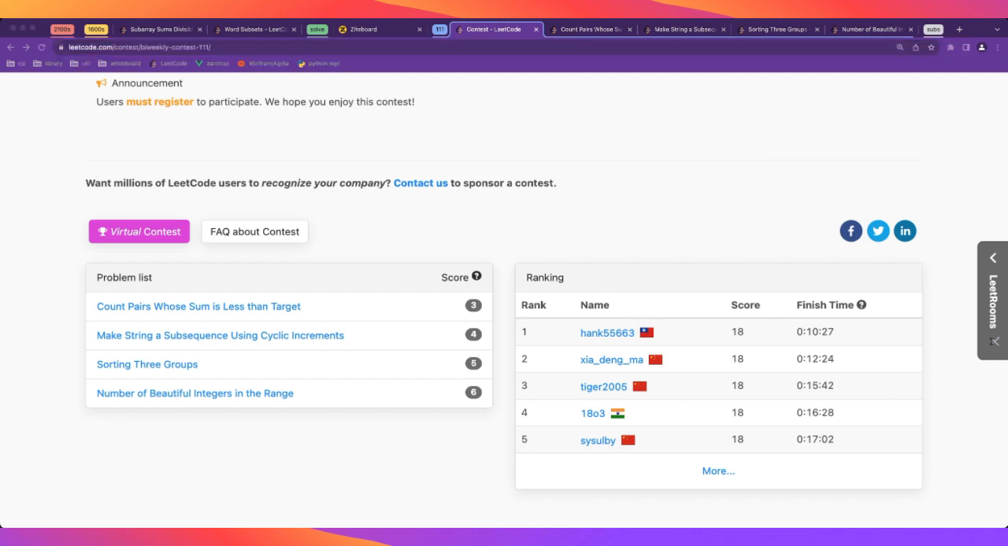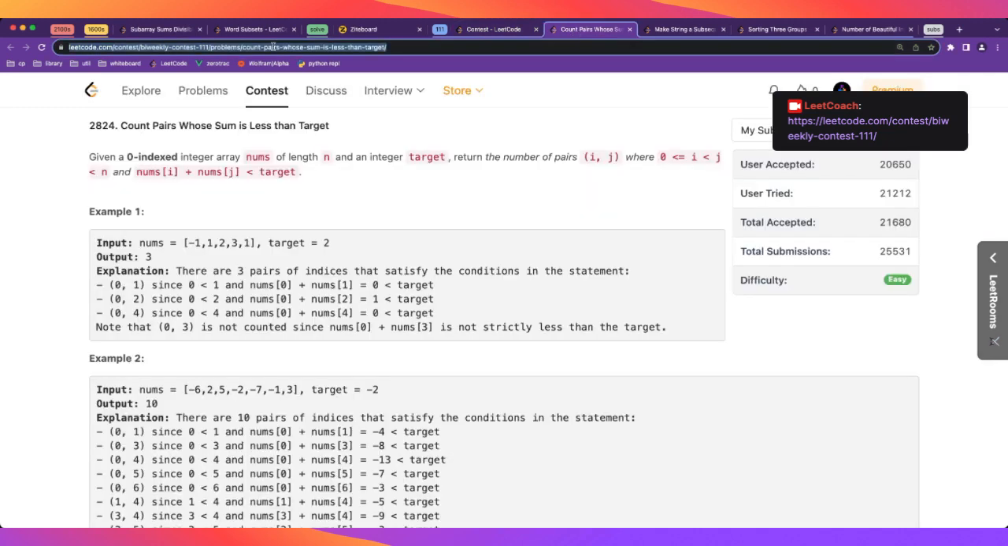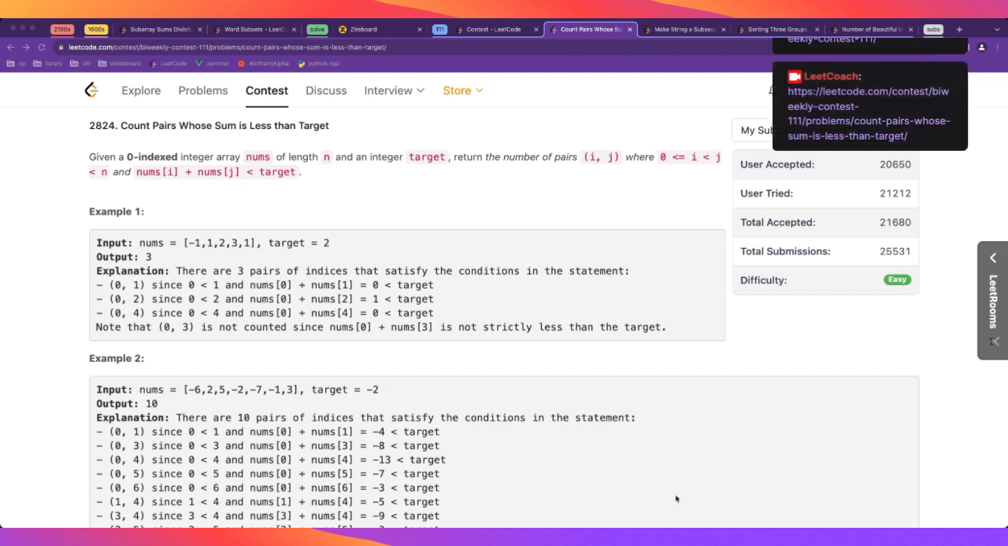I'm gonna share the link to the contest and the link to Q1. And let's start. Count pairs whose sum is less than target.